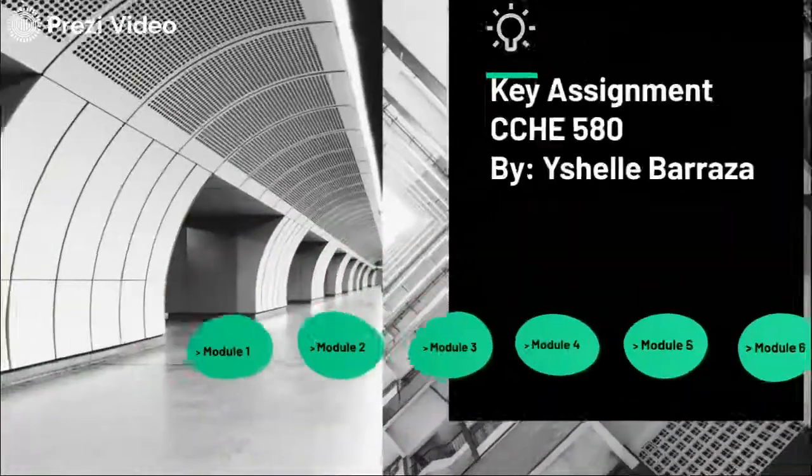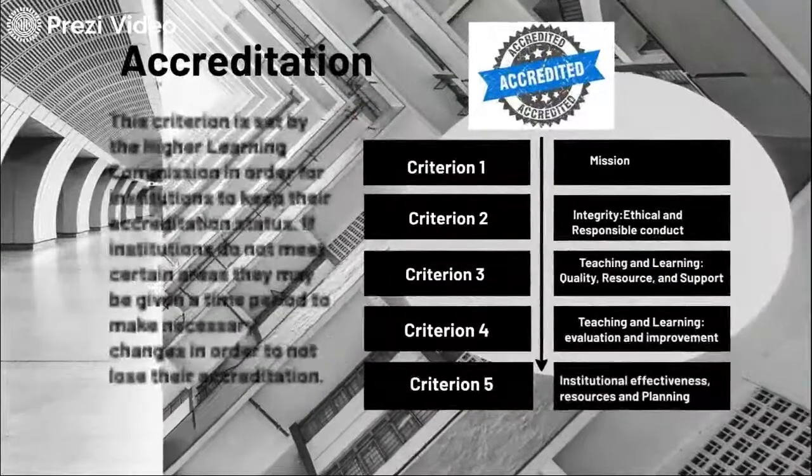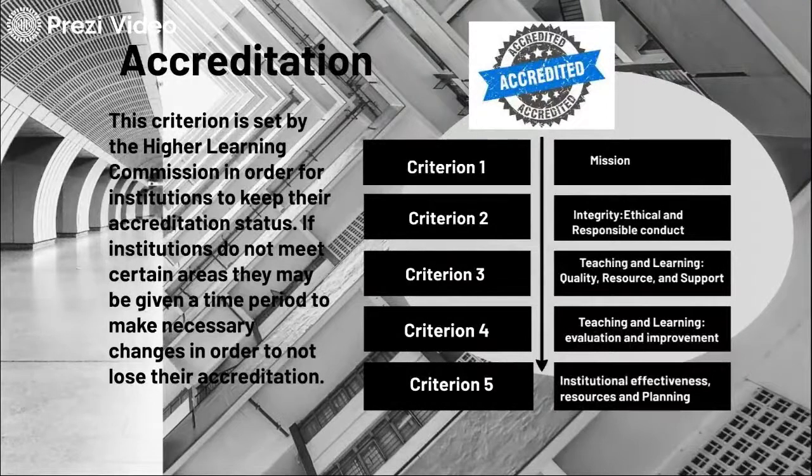And in Module 5, we discussed accreditation, curriculum, and transfer guidelines. So in order for a community college to meet accreditation, the criterion is set by the Higher Learning Commission, and institutions need to keep their status. If they don't meet certain areas, they are given a time period to make necessary changes so they don't lose their accreditation. There are 5 areas.